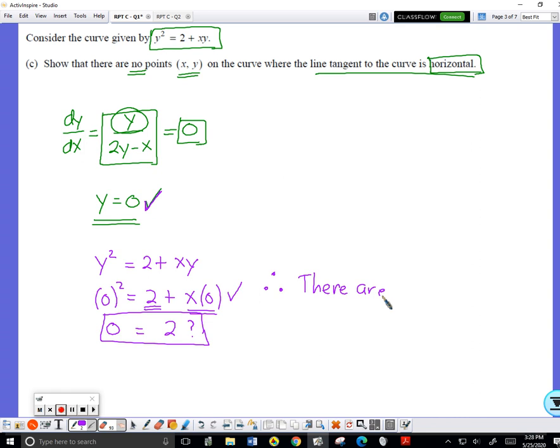So there are no points on the curve where the tangent is horizontal.